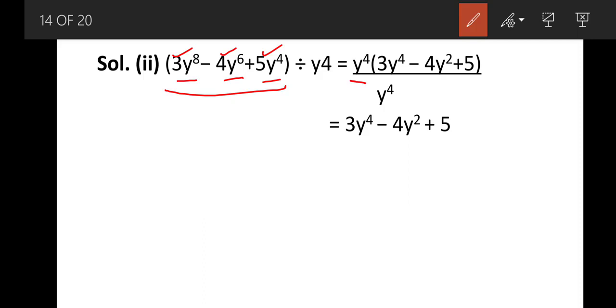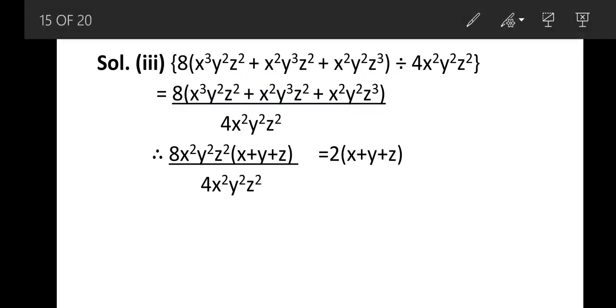So y raised to the power 4 bracket 3y raised to the power 4 minus 4y square plus 5, divided by y raised to the power 4. This y raised to the power 4 will get cancelled out and your answer will be 3y raised to the power 4 minus 4y square plus 5. This is the irreducible factor form. I cannot factorize this expression anymore. So this will be my answer after cancelling out, or after division.